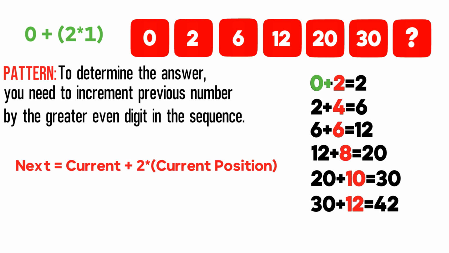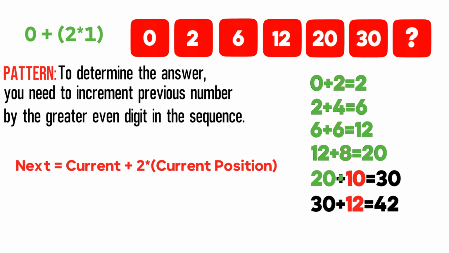So you can add 2 to 0. The next one would be 4. 2 plus 4 equals 6. The next number would be 6. 6 plus 6 is 12. The next number would be 8. And 12 plus 8 equals 20.